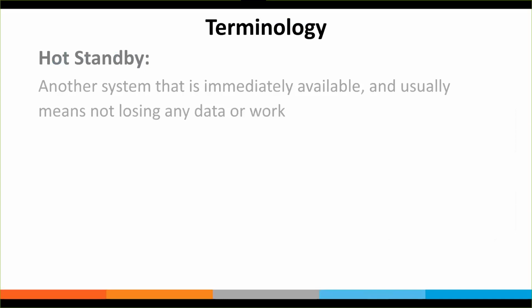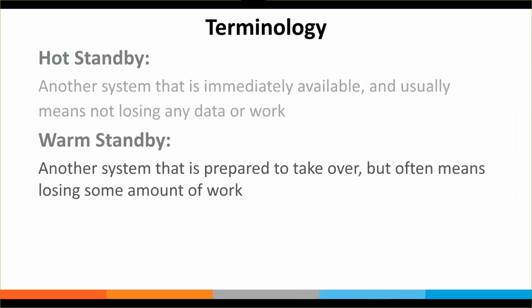So there's a couple of other things we need to talk about, and we're still in terminology here. Hot standby is when you have another system that is immediately available. You don't really lose any data or work. As soon as your system goes down, you've got another system that is completely redundant. You may lose like 5-10 minutes of work at the most, but you can immediately switch over into this other system and just keep working as if nothing happened.